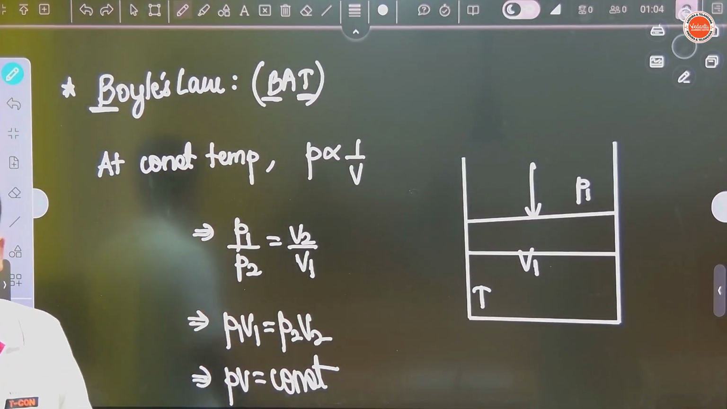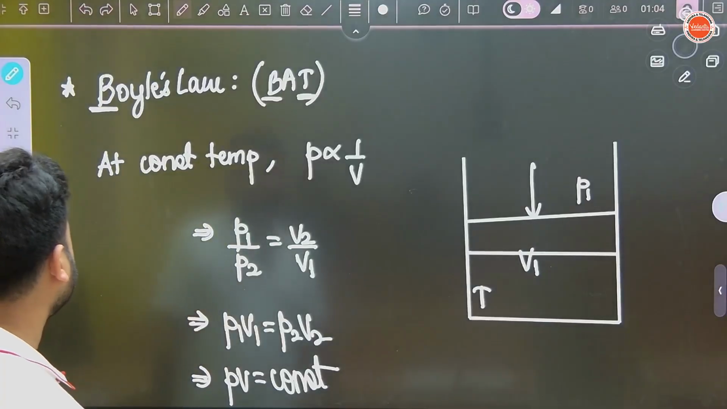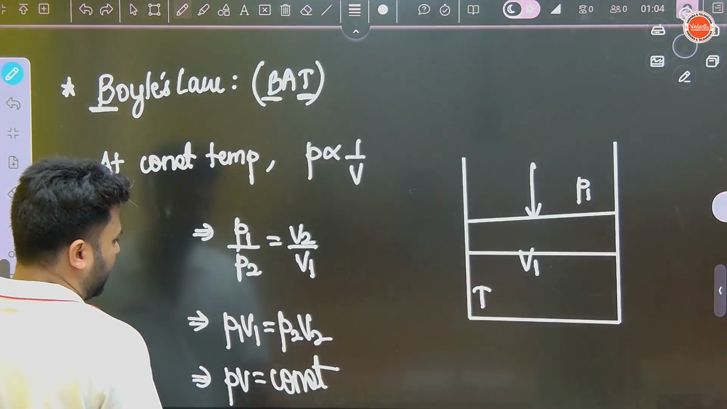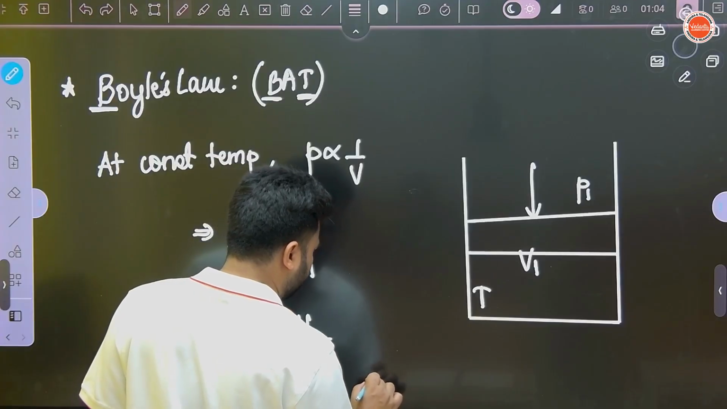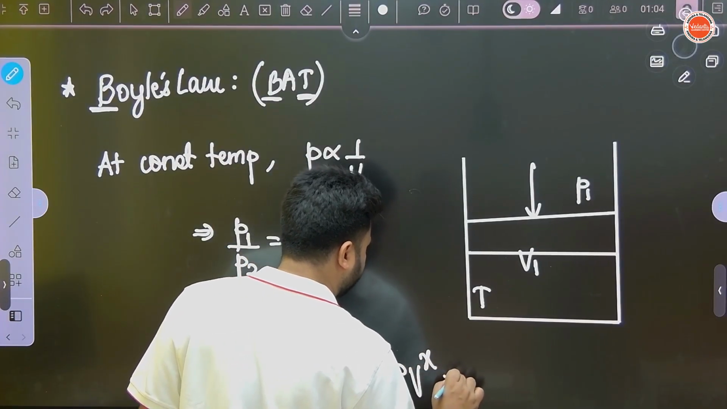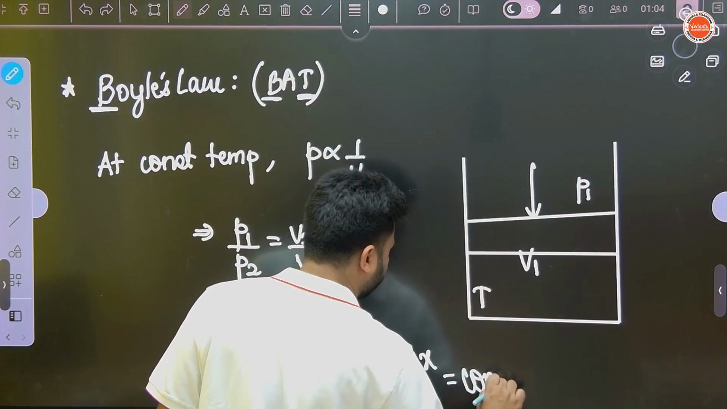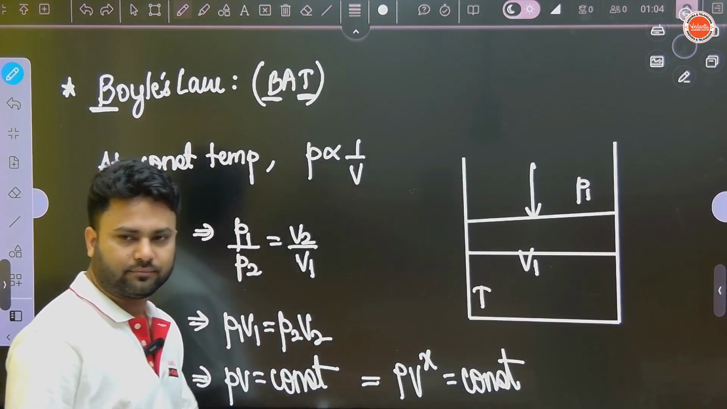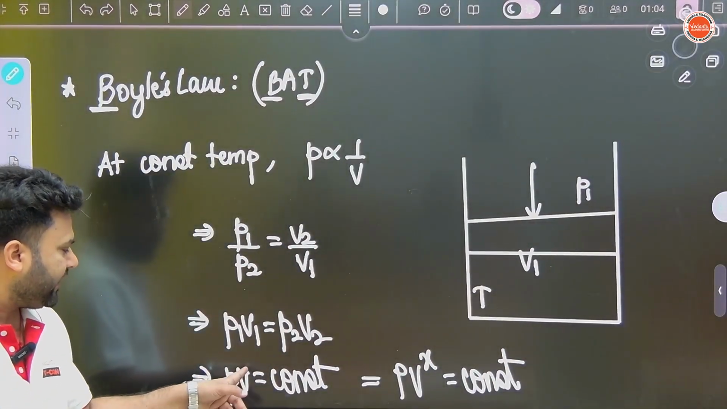PV equals constant. If I compare this equation with PV to the power x equals constant, I told you all the graphs follow this equation. What is the value of x? 1.